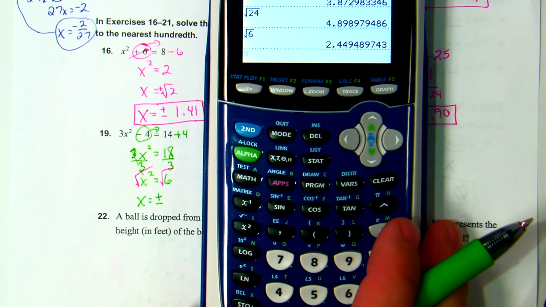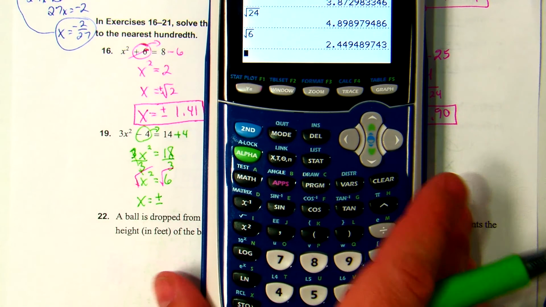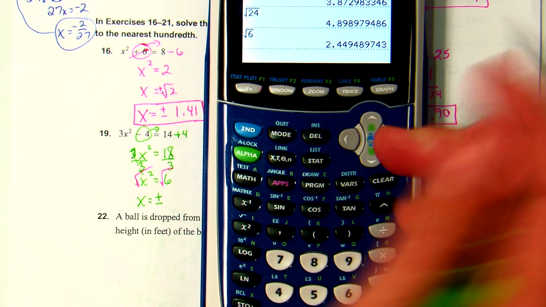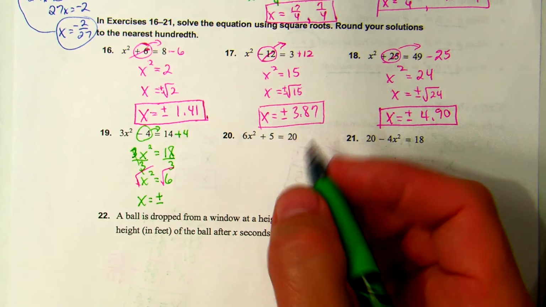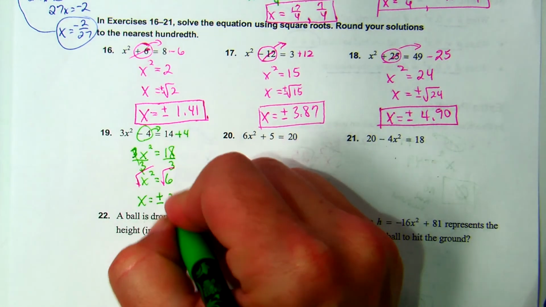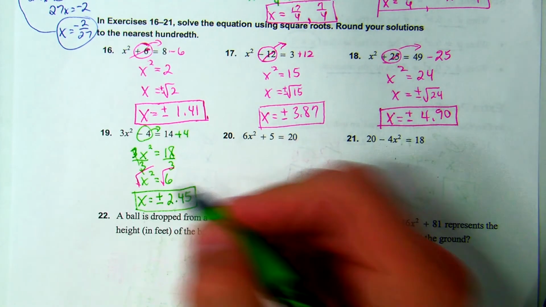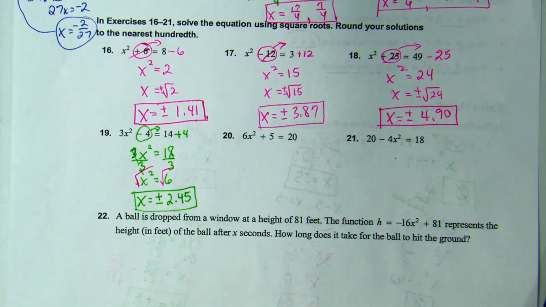This is going to be 2.45 when you round that 4 up here. You have 449, so it would be 45 when you round it up. So we'll have plus or minus 2.45. That's your solution for number 19.